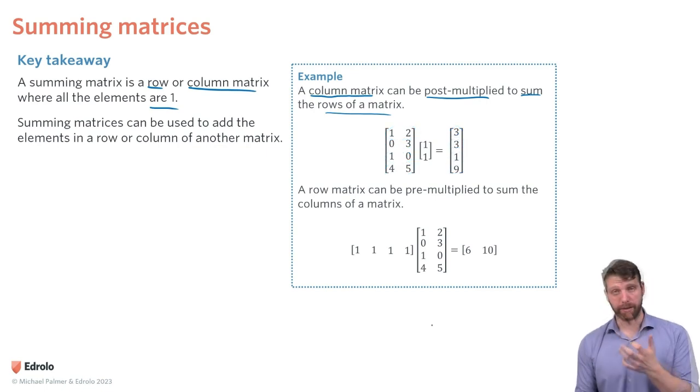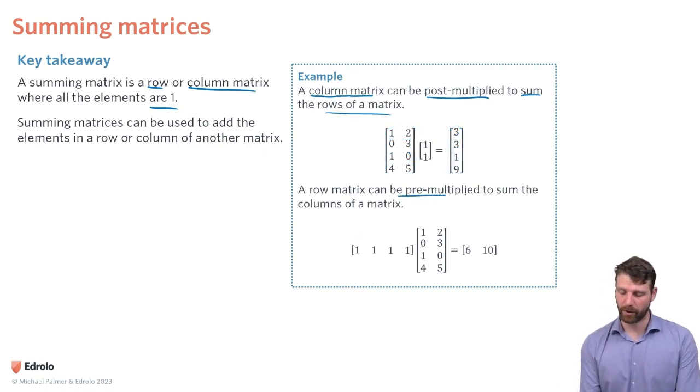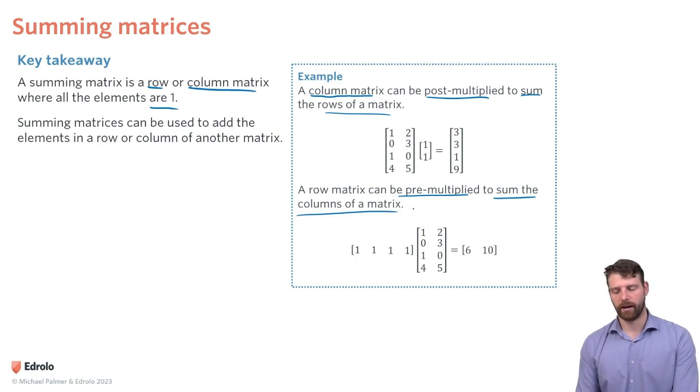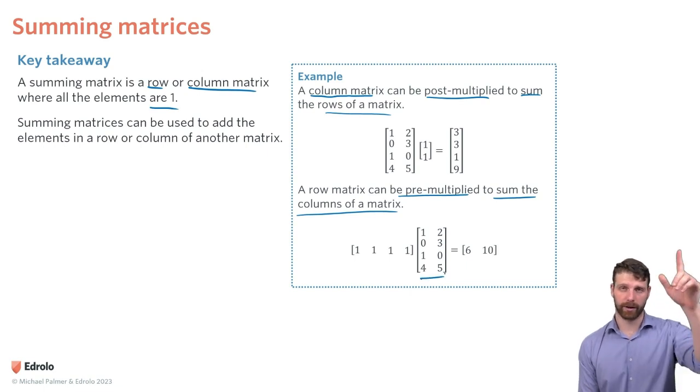Okay, if you want to do the other way, a row matrix can be pre-multiplied to sum the columns of a matrix. So if we take a row of ones of the right order and multiply it to this matrix, then we'll add up the columns.